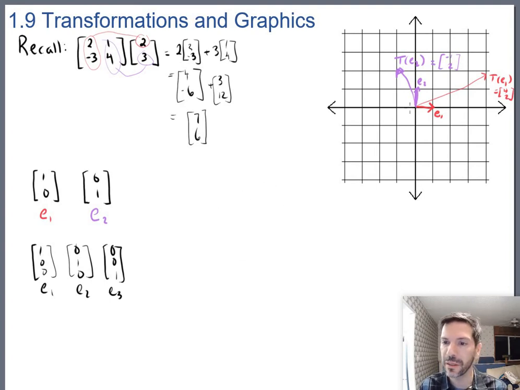Okay, so we now want to say, what is the matrix that will change our basic E1 and E2 into these transformed E1 and E2? And once we can write that matrix down, we'll have the matrix that transforms everything accordingly. So this is kind of the theorem. I'm going to just write it out in very general terms.